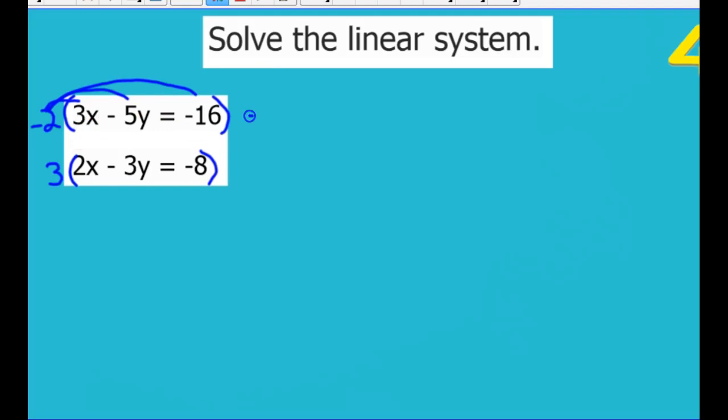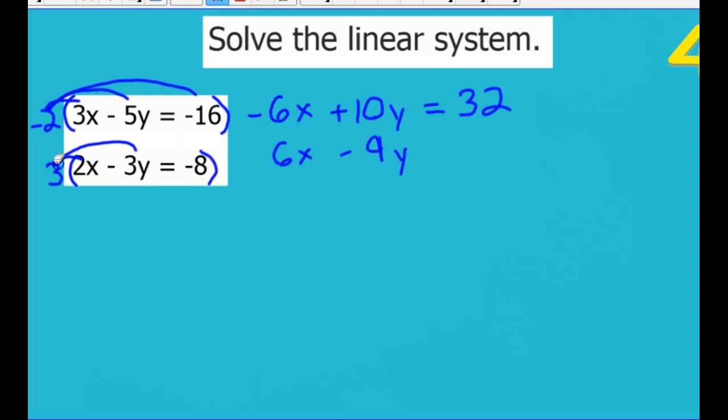-2 times 3x is -6x. -2 times -5y is positive 10y. And -2 times -16 is positive 32. 3 times 2, that's 6x. 3 times -3, that's -9y. And 3 times -8, that is -24.